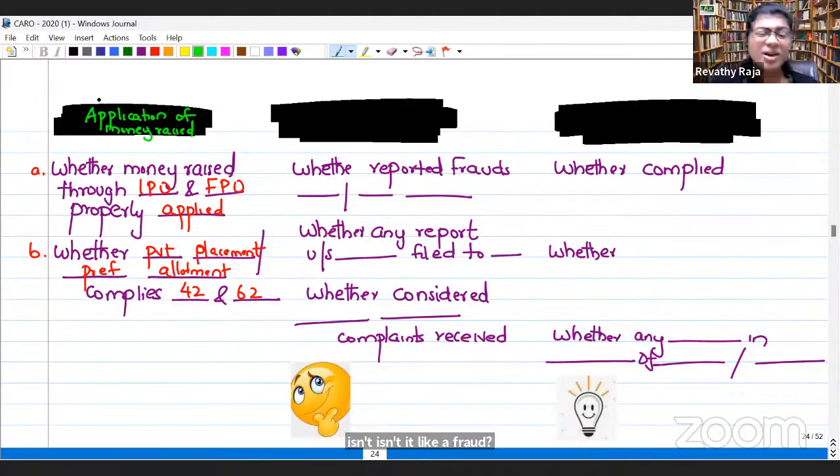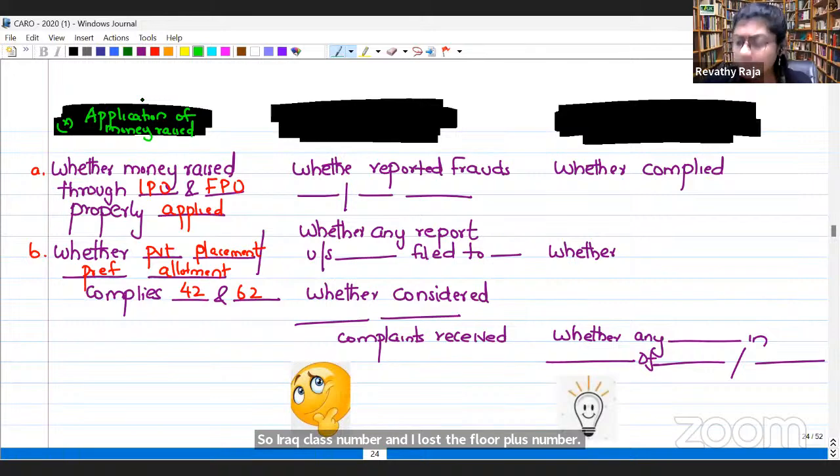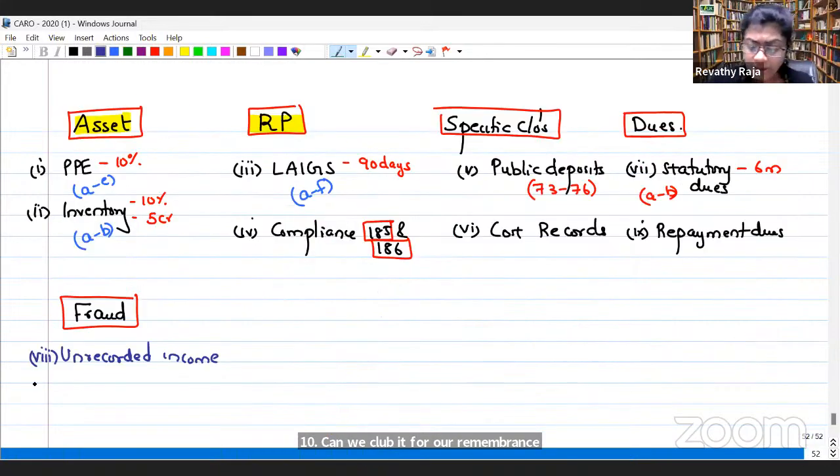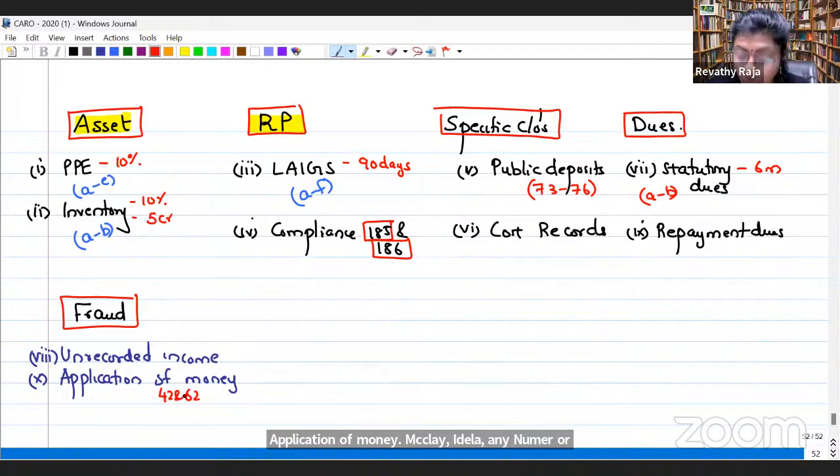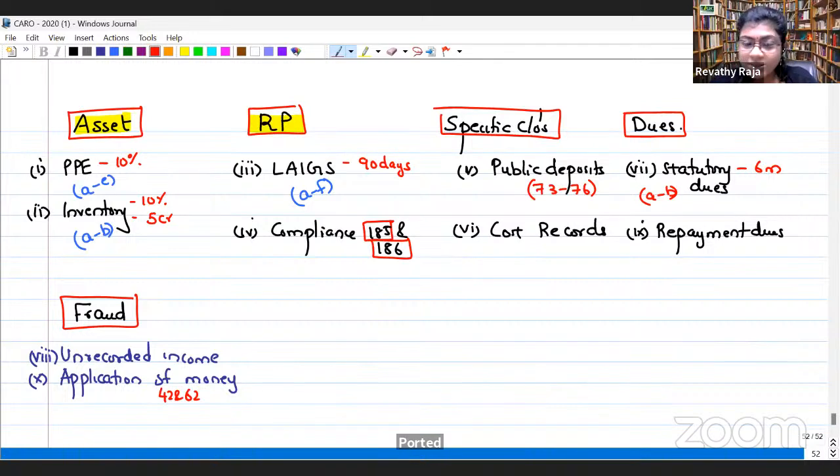So, at a clause number, and I lost the flow. Clause number 10. Can we club it for our remembrance purpose? Can we club it under fraud? What was the heading, guys? Application. Application of money. Is there any numerics or something there? Yeah, section is there. 62 and 42. Okay. You were saying fraud. I was saying fraud. Now comes the main fraud.